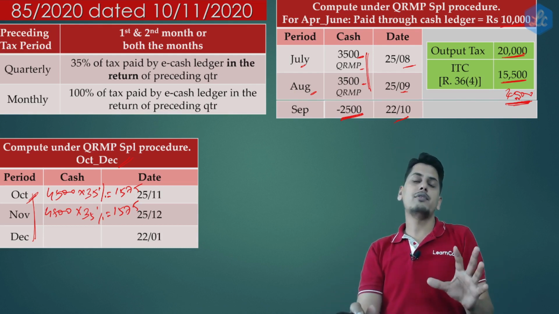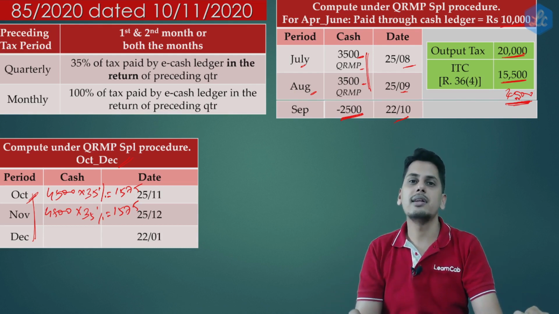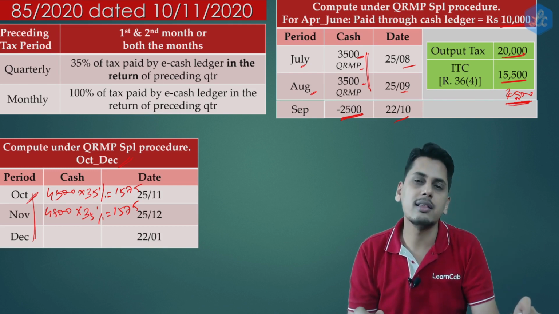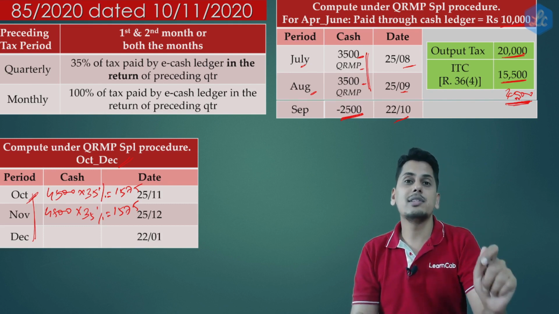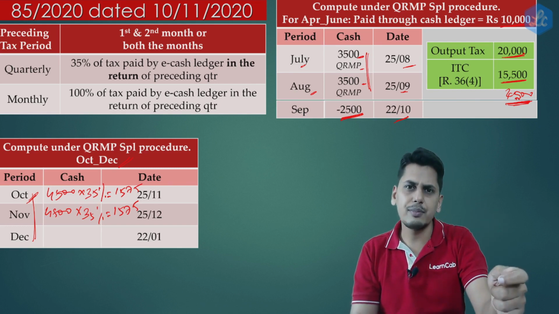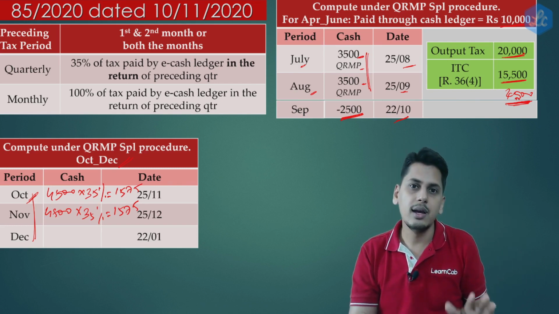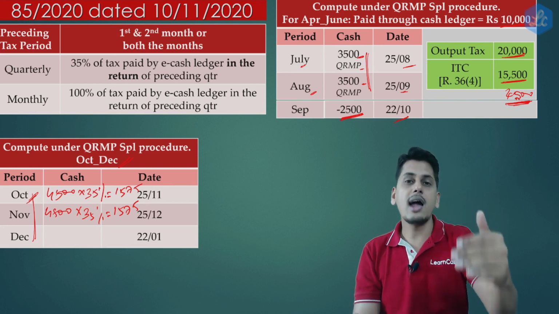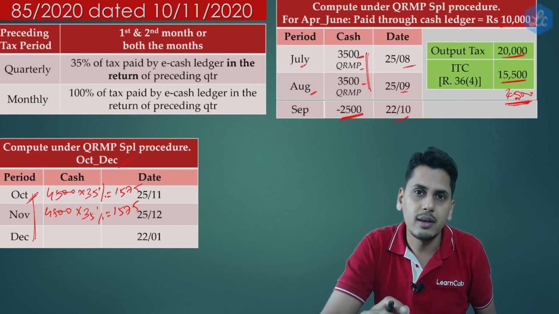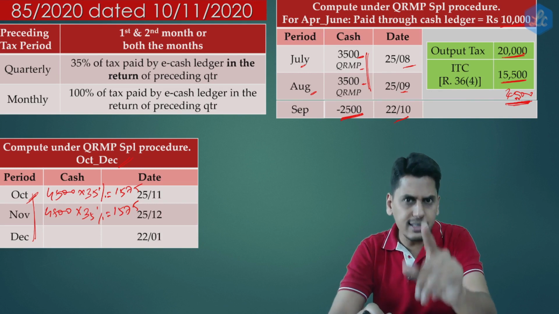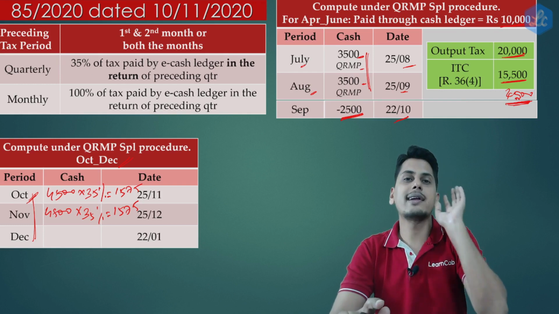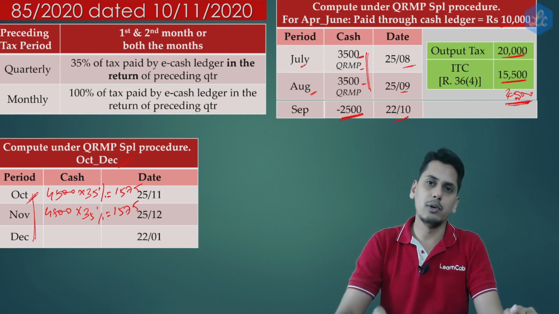So friends, the point which we are trying to understand with the help of this example is, for the first and the second month, under the special procedure under the QRMP scheme, the amount which is required to be deposited in the electronic cash ledger is either 35% or 100%, as the case may be. 35 if the preceding tax period was quarterly, 100 if the preceding tax period was monthly. Either 35 or 100% of what? Of the amount which is deposited in the cash ledger? No. Of the amount which is debited from your electronic cash ledger. I'm sure you're able to follow this.